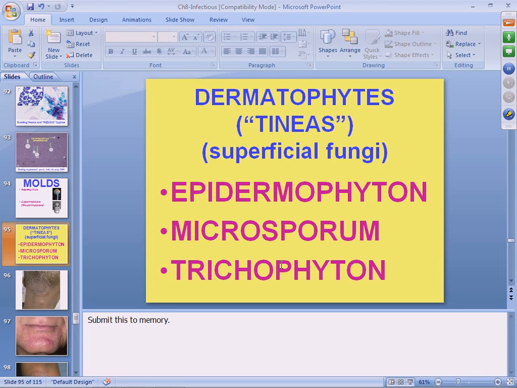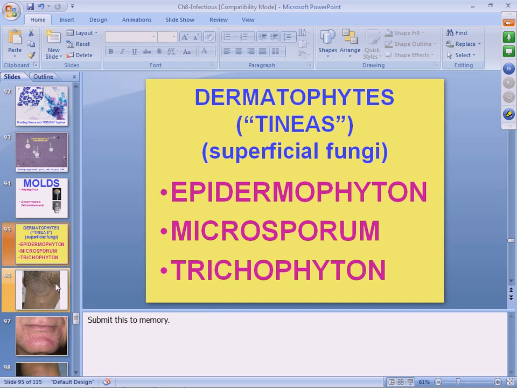So tinea is the name for the disease, and here are the 3 major species of superficial fungi that cause the tineas: epidermophyton, microsporum, and trichophyton. A lot of times you'll do scrapings of these in your office, and the lab will give you back a very specific genus and species name for the organism. It's almost always going to be one of these 3.